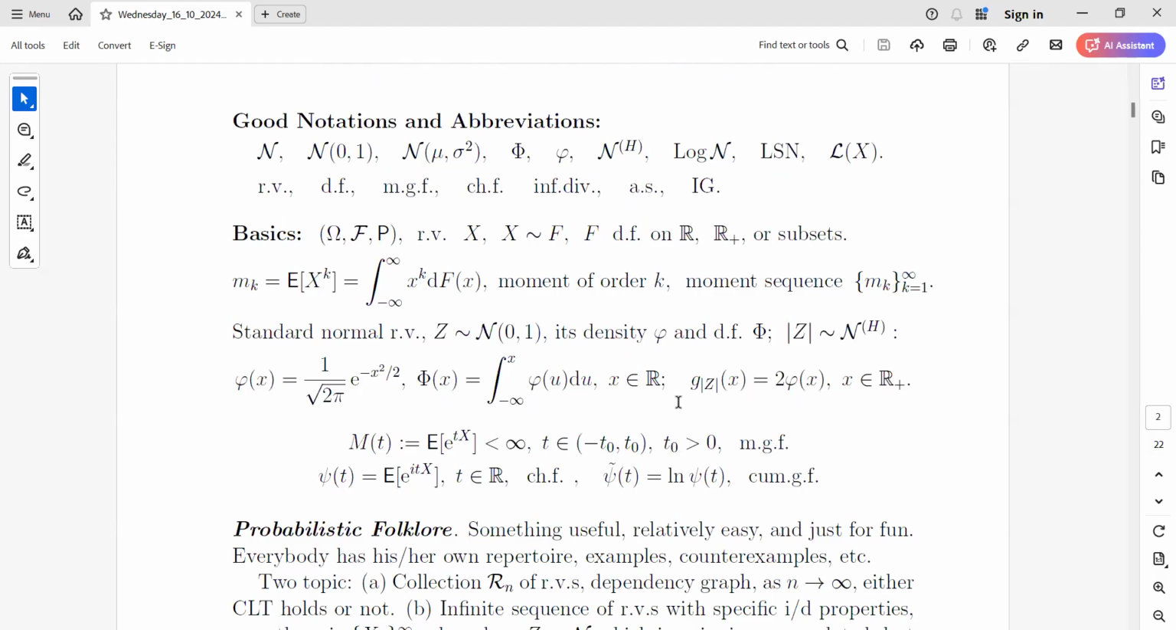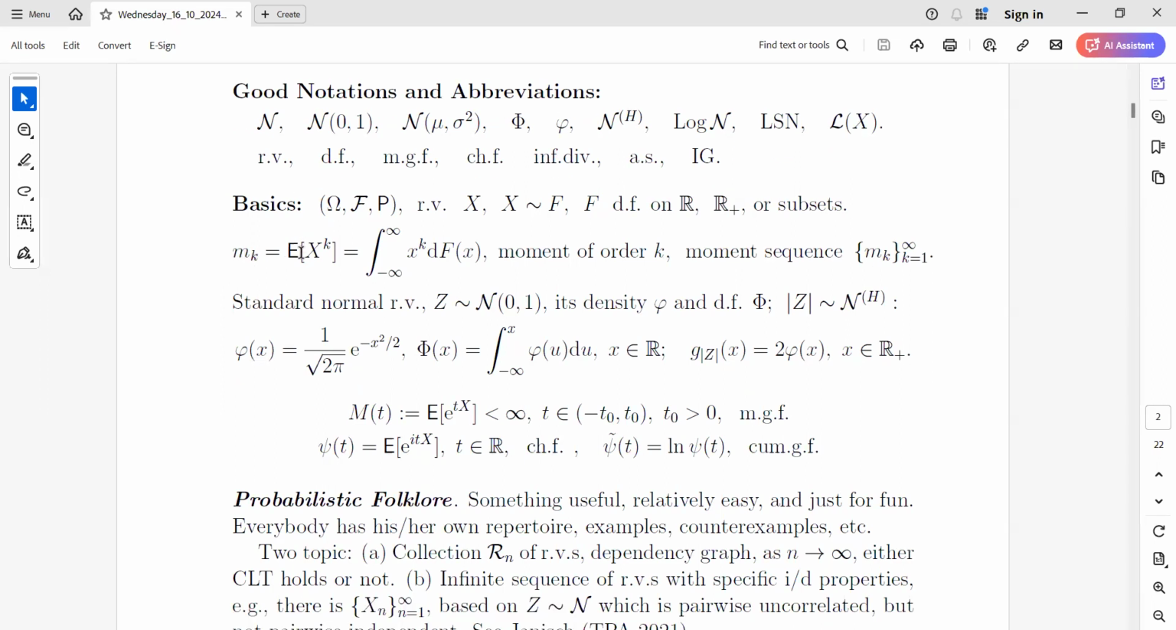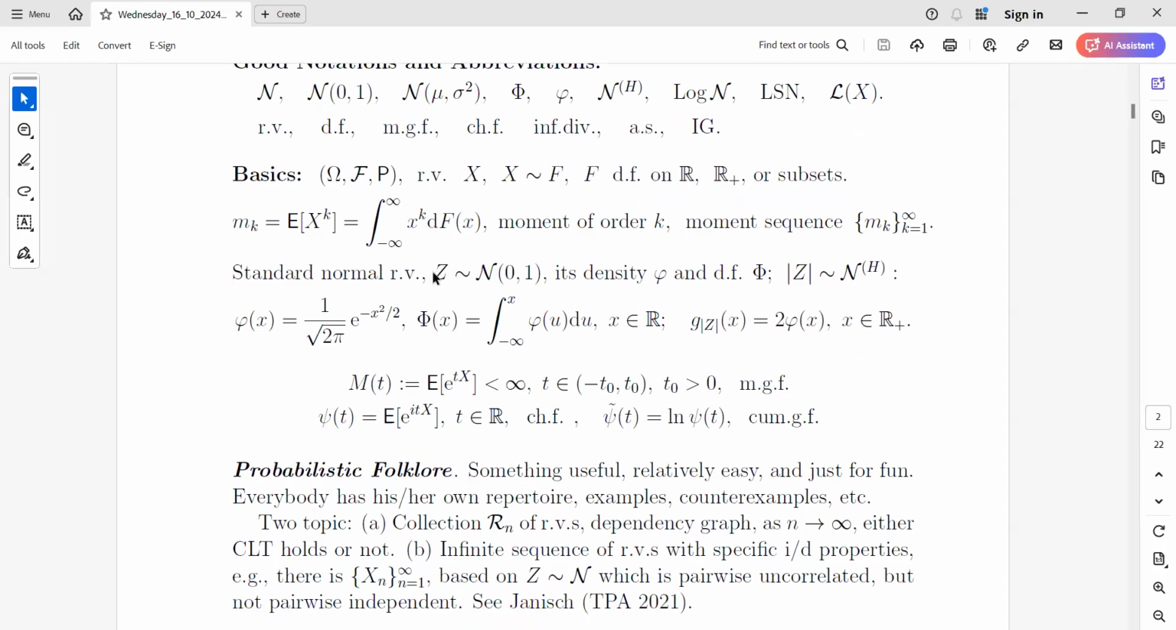So we are using standard modern notations and terminology. One glance is enough. I don't need to read it. You know this better than me. So m_k will be the notation for the moment of order k, assuming integrability or summability. So this is our main standard normal random variable Z. And this is the notation. And the absolute value of this will be half normal.